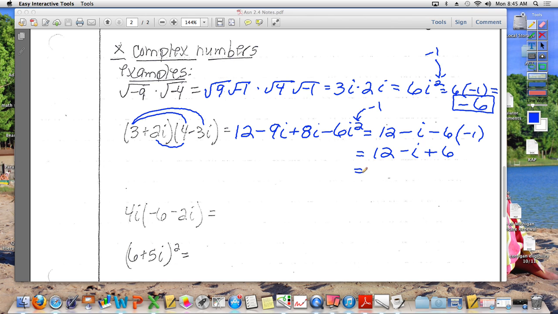Oh, 18. We have an 18 minus i. Anything I can clear up?